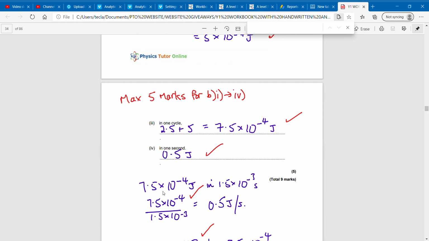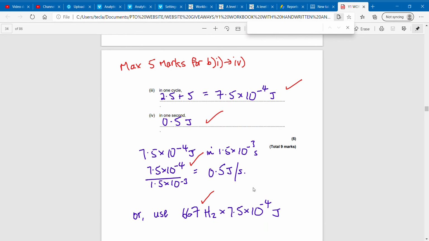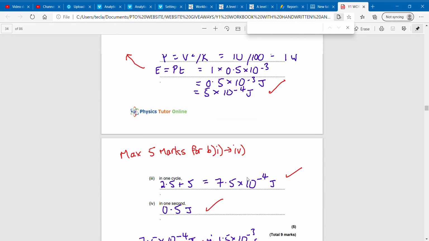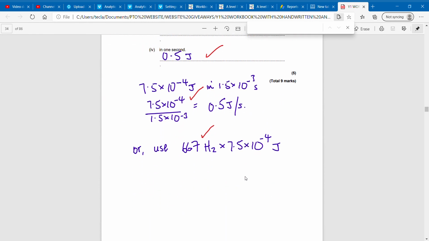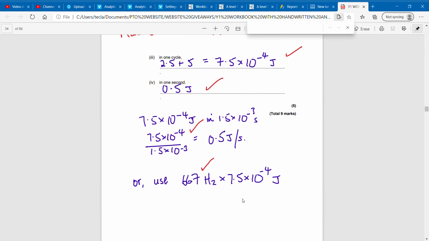So it's 7.5 times 10 to the -4 joules in 1.5 times 10 to the -3 seconds. So to get that as joule per second, we're going to divide 7.5 times 10 to the -4 joules by 1.5 times 10 to the -3 seconds, which gives us 0.5 joules per second, which is the power rating of the resistor. Or you can use 667 Hertz, the frequency, multiplied by the 7.5 times 10 to the -4 joules will give you the same value. So you've got this many cycles and you've got this much energy per cycle.